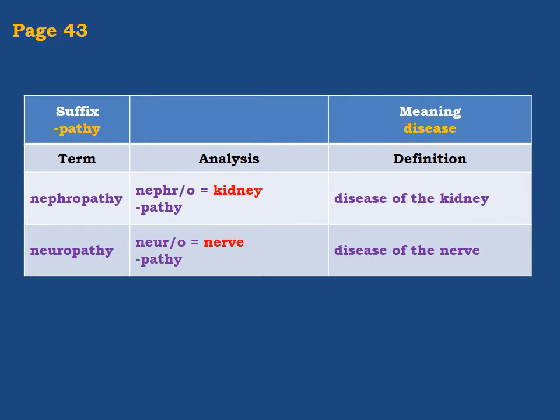The next suffix is pathy. Pathy means disease. Now, the first term, nephropathy. Now, nephr, we have taken it in the previous slide. It means kidney. And pathy, disease, so disease of the kidney. Neuropathy, now you are familiar with it. We have taken it in the first chapter. Neur means nerve. And pathy, disease, so disease of the nerve. Let's see the pronunciation.